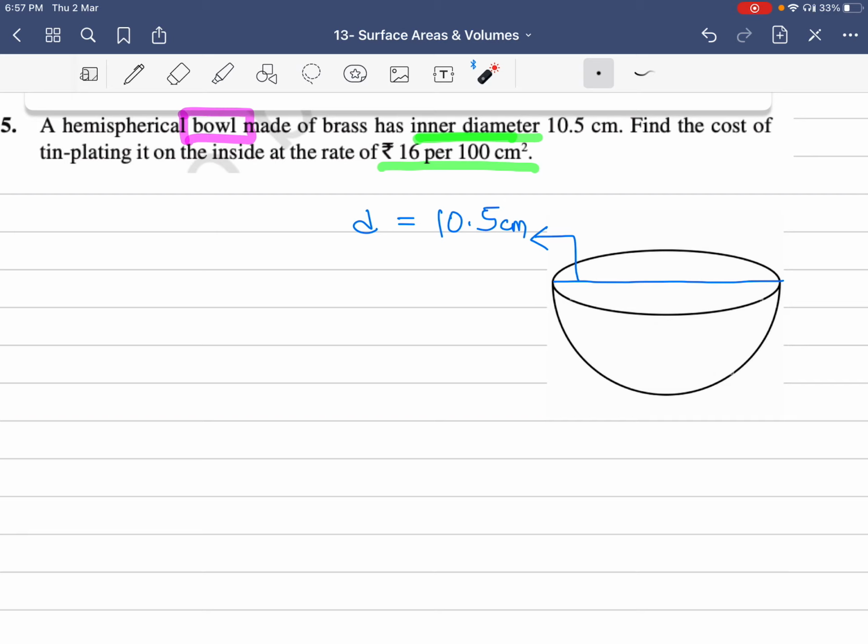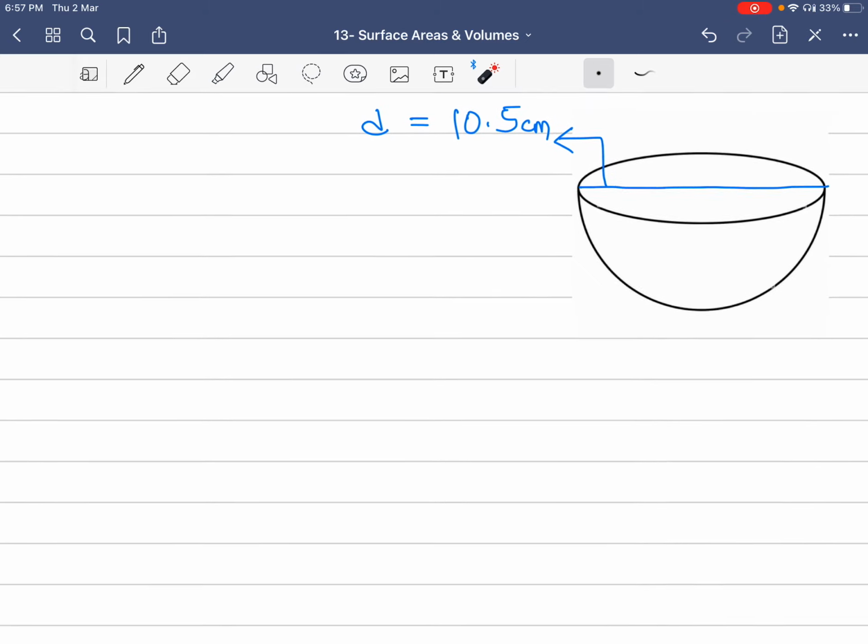This is a very important decision that you have to make while solving any problem with respect to surface areas: should we take the curved surface area or the total surface area. It will always change from problem to problem. Since this is a bowl, the upper portion won't be closed, so we just have the curved surface area. All we need to do is find the curved surface area of this hemispherical bowl, and once we know that area, we will apply this rate and find the total cost. So let's focus on that.